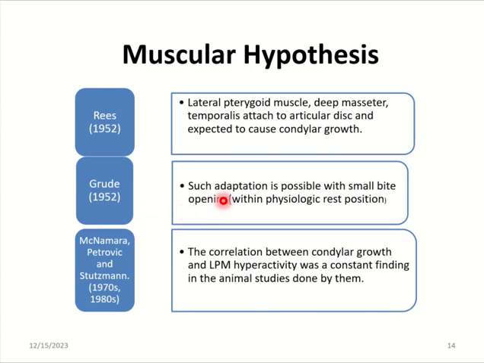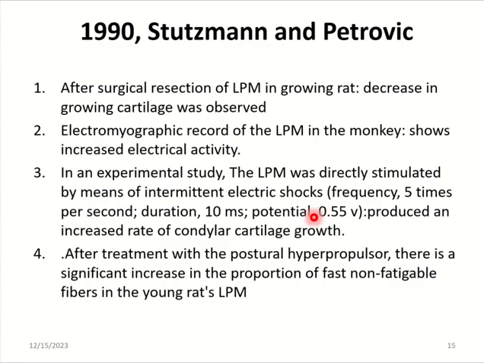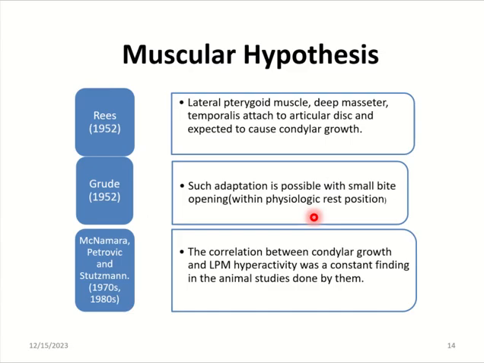Grood in 1952 said that such adaptations are possible with small bite opening, that is within the physiological rest position, which means your mouth opening at the ideal state. So it will be vertical distance at occlusion, that is VDO minus VDR, which is vertical distance at rest. So McNamara, Petrovic, and Stutzmann in the 1970s and 1980s said that the correlation between the condylar growth and the lateral pterygoid muscle hyperactivity was a constant finding in animal studies, which they had concluded.